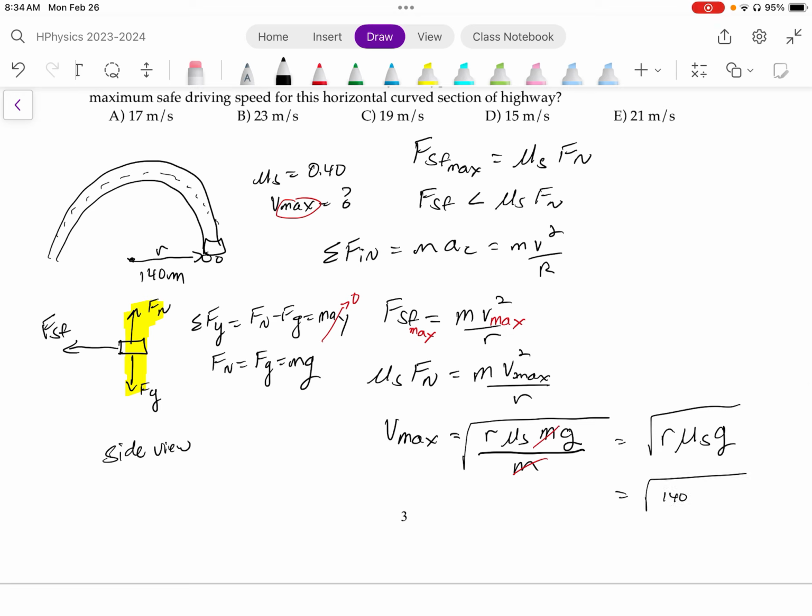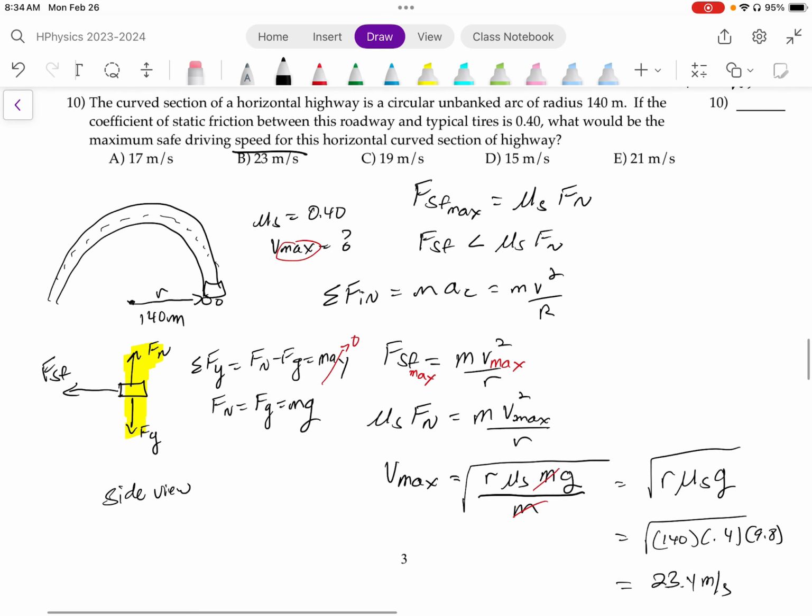It was 140 meters, that's correct units. Mu sub s was 0.4, little g is 9.8, and if you plug that into your calculator, I get 23.4 meters per second. Two sig figs is 23, and there is your answer. It is B.